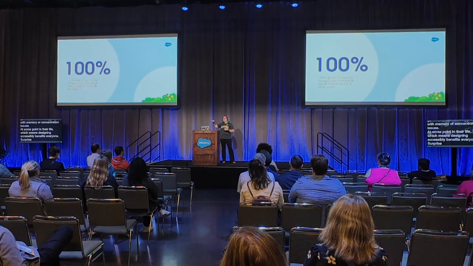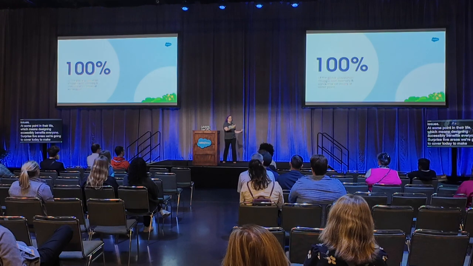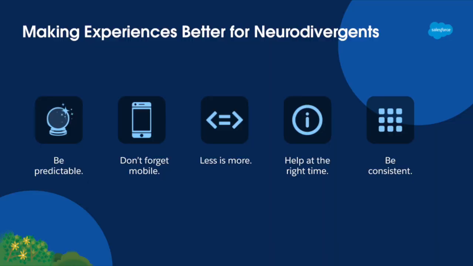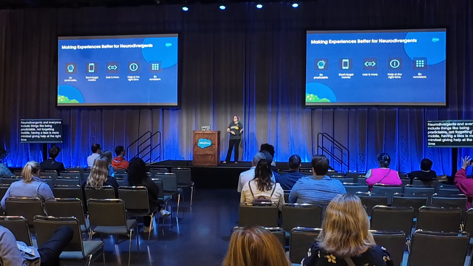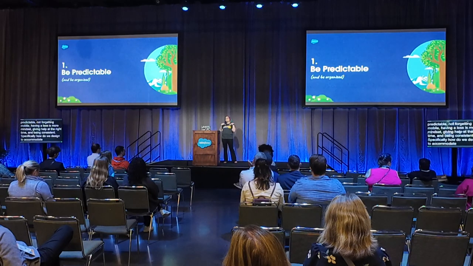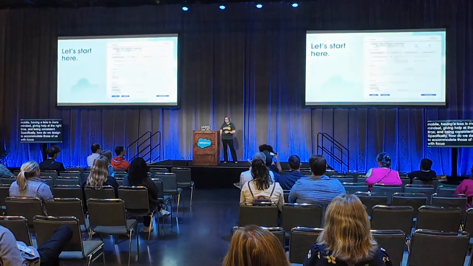Five areas we're going to cover today to make Salesforce a better experience for neurodivergence and everyone include things like being predictable, not forgetting mobile, having a less is more mindset, giving help at the right time, and being consistent. Specifically, how do we design to accommodate those of us with focus issues?